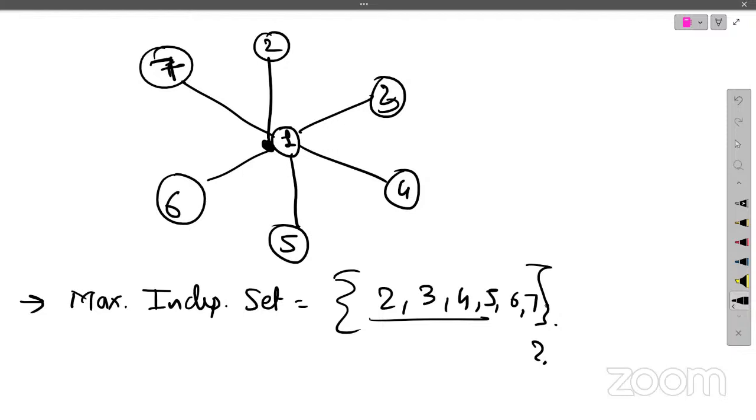Because all these outer vertices are not connected. Yes, ma'am, but they're connected to 1, right? Yeah, but that doesn't matter. They are not connected directly. 2 is not connected to 3 directly. We want a direct edge. We don't want that it is connected to someone and then connected to someone else.